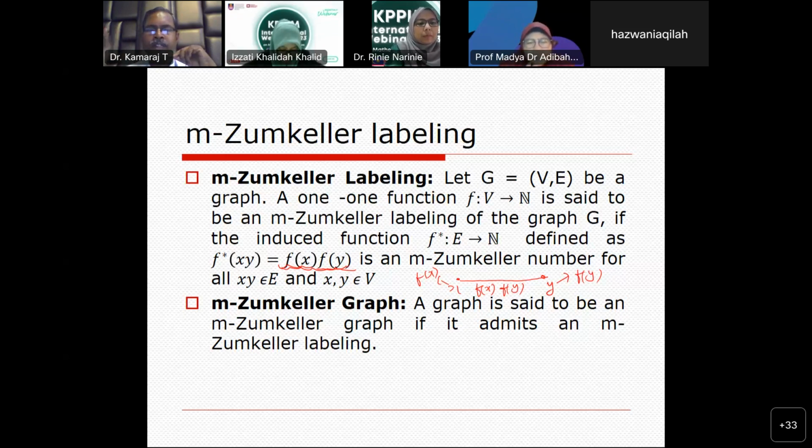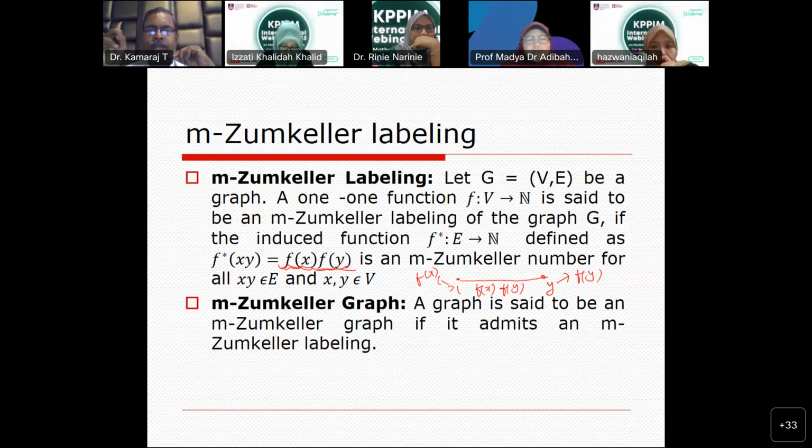Suppose you are representing a network by some graph. For that particular network, you have to devise an algorithm to assign the labels for vertices and edges so that M Zumkeller labeling is possible. So it is not that for every network we can apply the same algorithm. For each network, we have to identify one algorithm. I think that is a part we have to work out. So, am I answered for you?